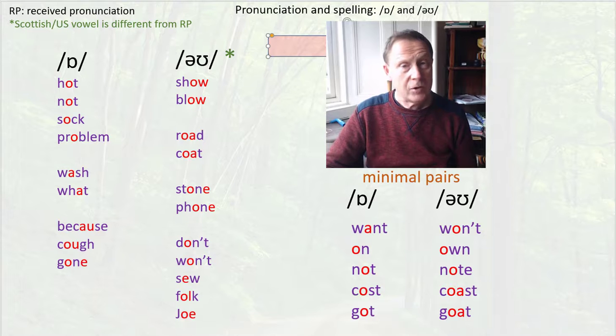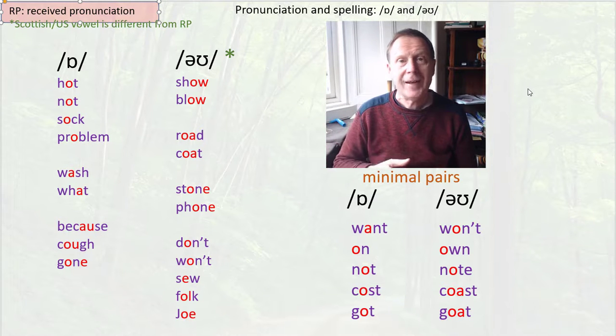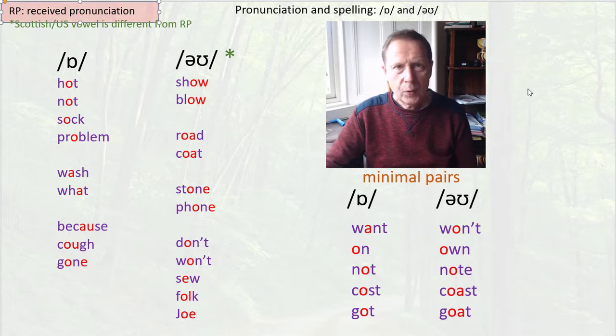Now, as I've mentioned in other videos, when we talk about pronunciation and spelling of English, we often talk about received pronunciation. And that means the pronunciation that you find in many British English dictionaries and British English language learning course books. Now, this is sometimes called RP.